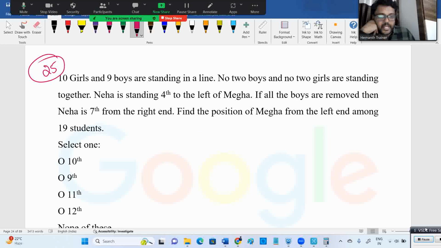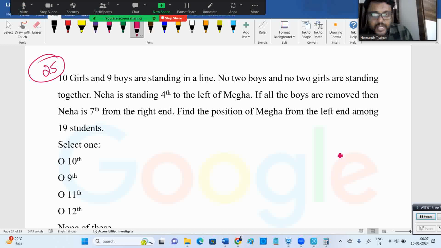10 girls and 9 boys are standing in a line. No 2 boys and no 2 girls are standing together. Neha is standing 4th to the left of Megha. If all the boys are removed, then Neha is 7th from the right end. Find the position of Megha from the left end among 19 students.